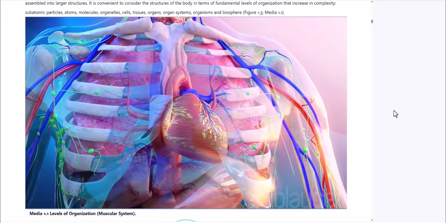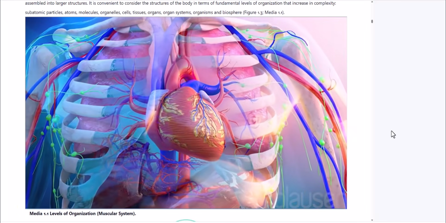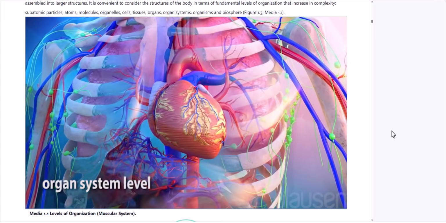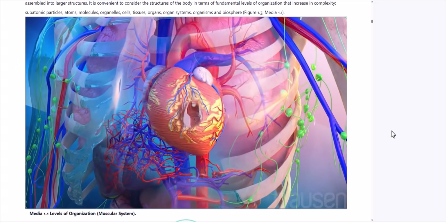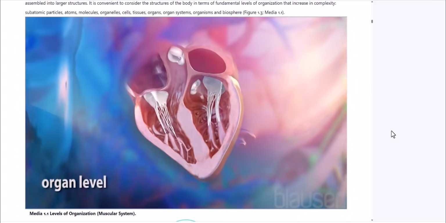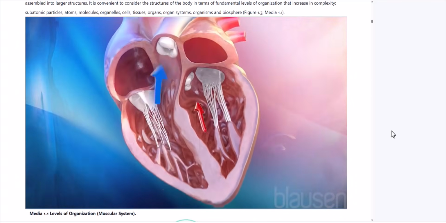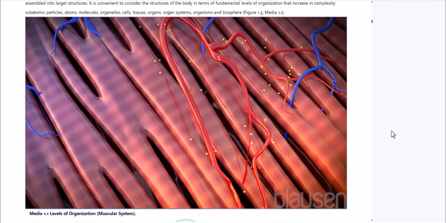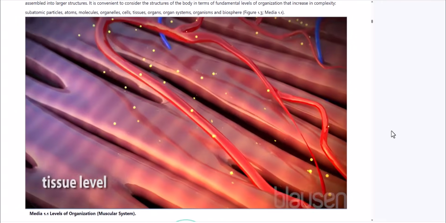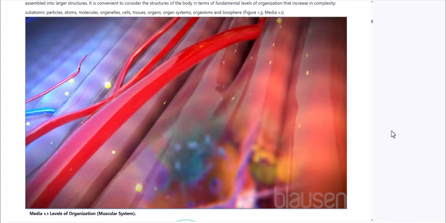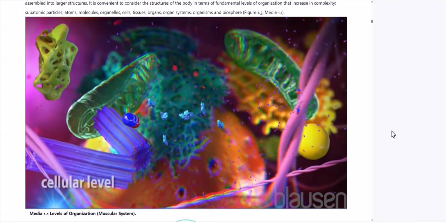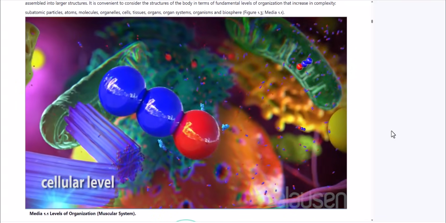Some of the basic levels of organization within the human body include organ system level, such as the cardiovascular system, organ level, such as the heart, tissue level, such as cardiac muscle tissue, and cellular level, such as cardiac muscle cells.